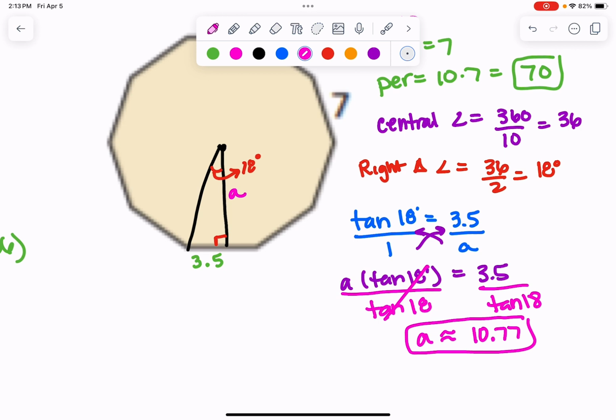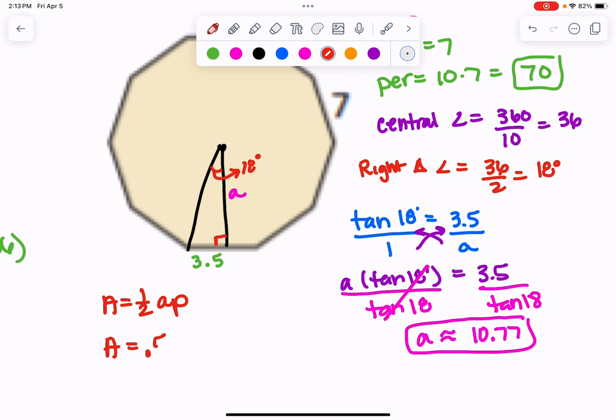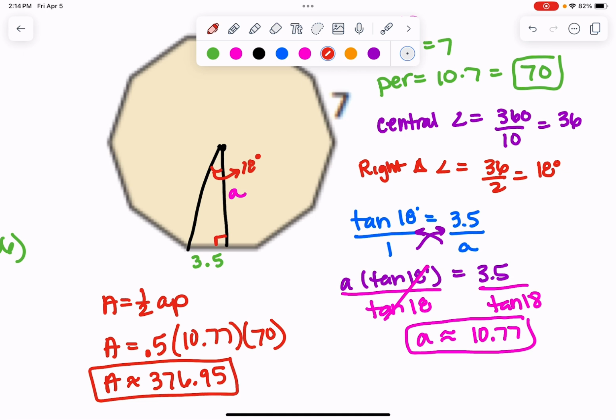Once again, I have my perimeter of 70 and I have my apothem of 10.77, so I can easily find my area. Area equals 1/2 apothem times perimeter. And so my area is going to be equal to 0.5 times 10.77 times my perimeter of 70. And that's going to come out to 376.95. So just a few more examples of finding the area of a regular polygon.